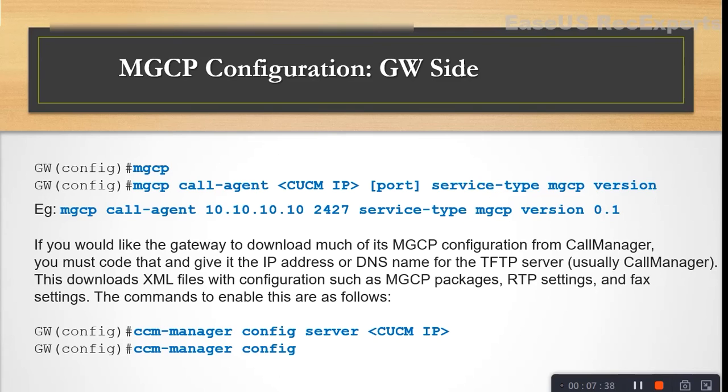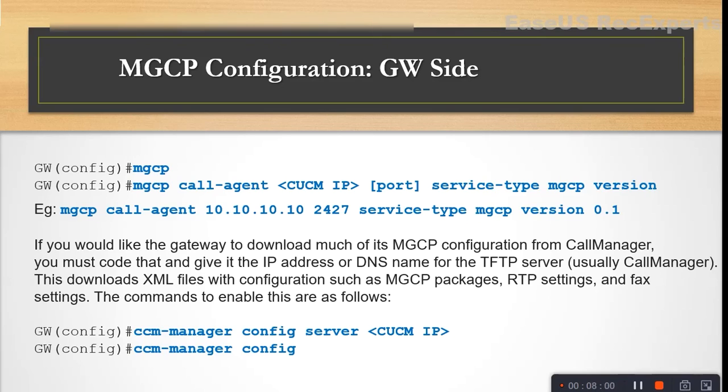That means we are turning on the MGCP protocol on the voice gateway, and now it is ready to be configured as an MGCP voice gateway. The next command is mgcp call-agent, where we define the IP address of the call manager with which this voice gateway will be registered.